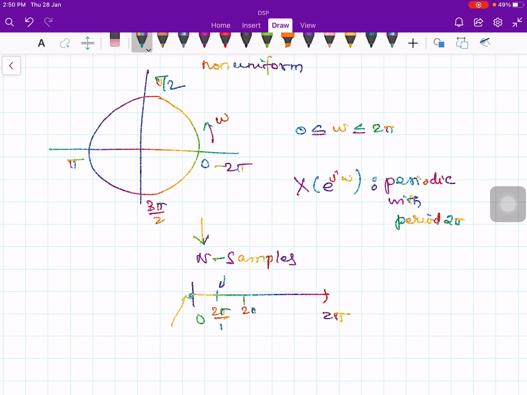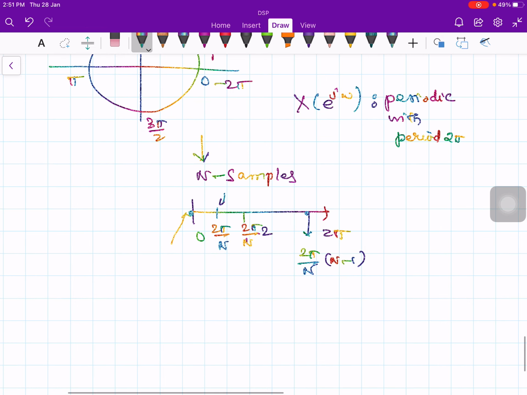Third sample at 2 pi by N times 2. Like that, keep on increasing. And the last sample would be the N minus 1th sample, at 2 pi by N times N minus 1. So I have the 0th sample, first sample, second sample, third sample, and so on up to the N minus 1th sample.